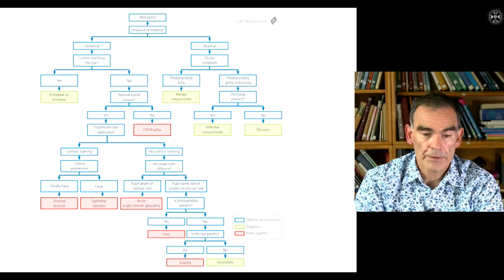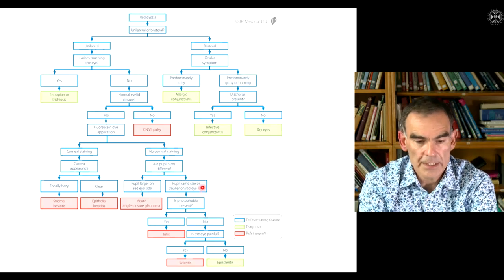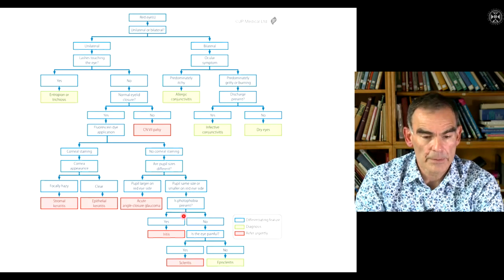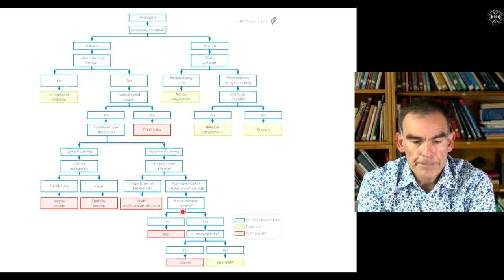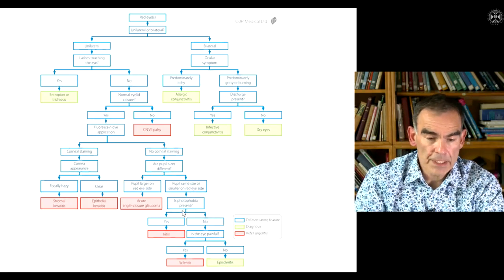Again, if we come down here, so it's a unilateral red eye, there's no lashes touching the eye, there's no corneal staining, and the pupil is smaller or the same size as the other side, then the next useful bit of the history to clarify is: is there photophobia present? Again, if there is, then the diagnosis is iritis.